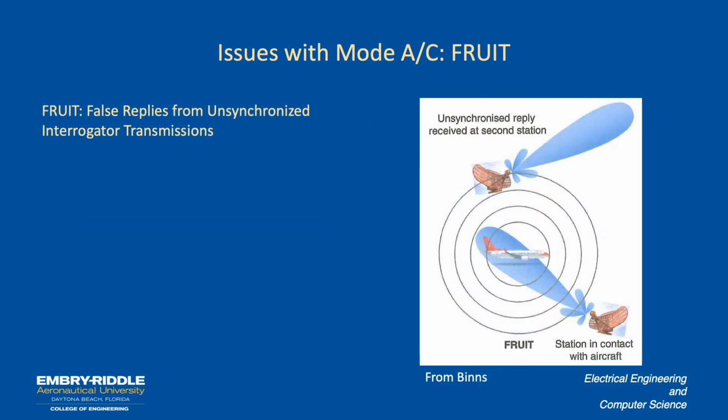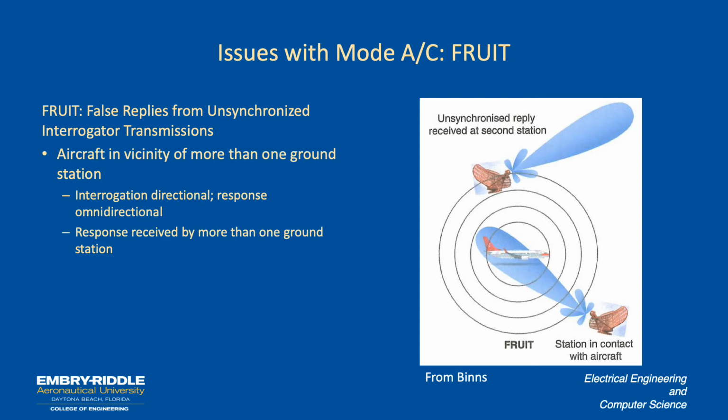Okay, some issues with mode A and C, just your basic transponder operation. One is what's called fruit, false replies from unsynchronized interrogator transmissions. So in the diagram to the right, there's the aircraft. The lower right is the interrogating ground station. And so you can see its beam going out there. But there's also another nearby interrogating ground station. Its rotation is in a different phase. It's going out a different direction. And so the aircraft is not being interrogated by the second ground station. And yet the response from the aircraft is going out to both ground stations. So that's called fruit, false replies from unsynchronized interrogator transmissions.